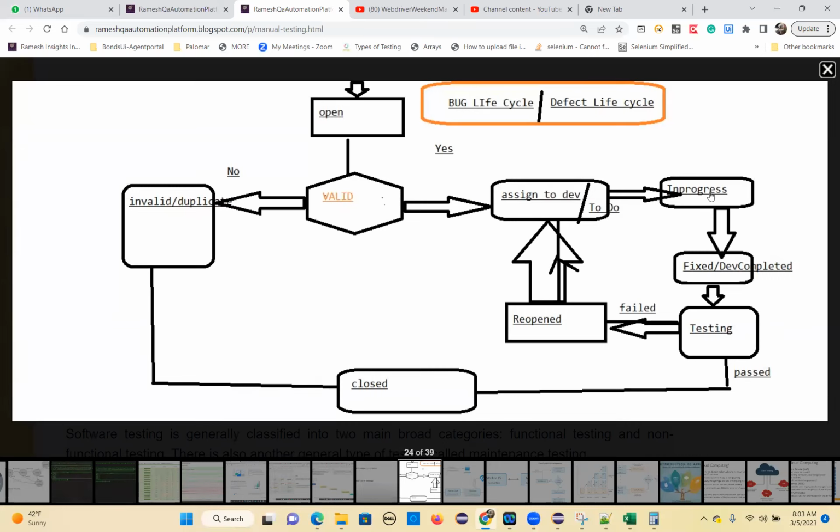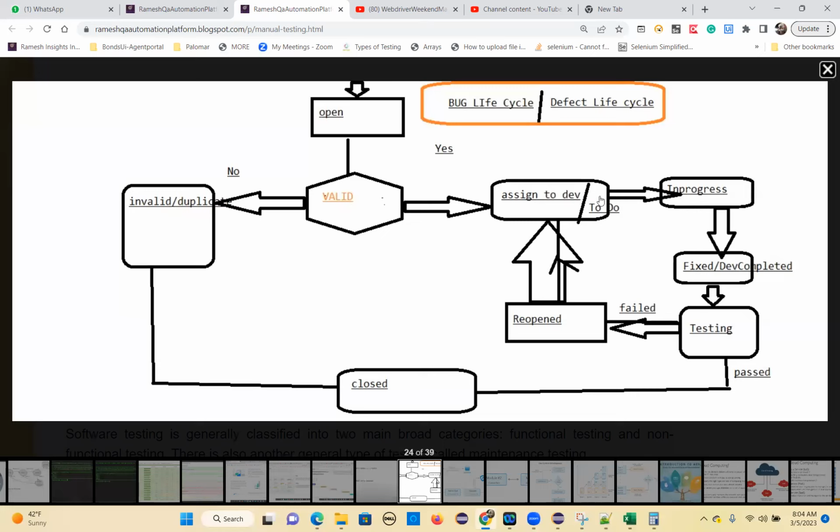It will go to the development team immediately. Then he will start working on it. When he starts working, he will change the status from open to in progress. In progress means it is in working state. Once he fixes it, he will change the status to fixed, or resolved. So you take all the fixed bugs. Once he changes it to fixed and deploys it to the environment, then it will come to your plate.